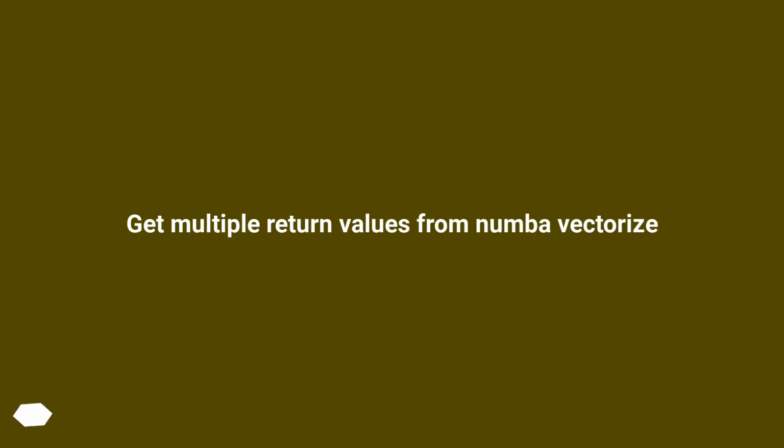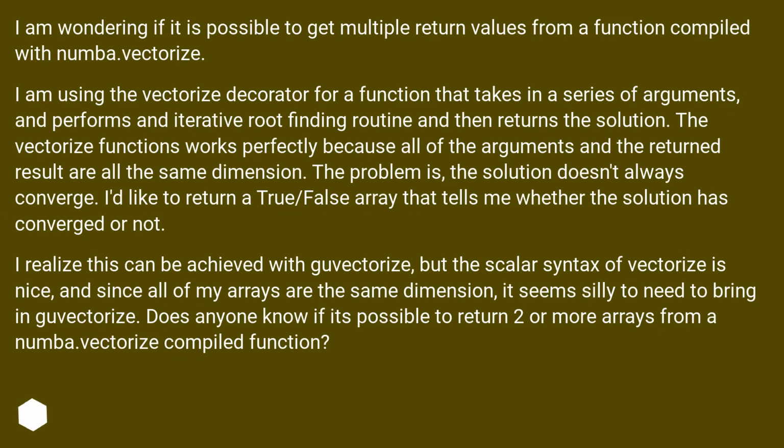Get multiple return values from numba vectorize. I am wondering if it is possible to get multiple return values from a function compiled with numba.vectorize.